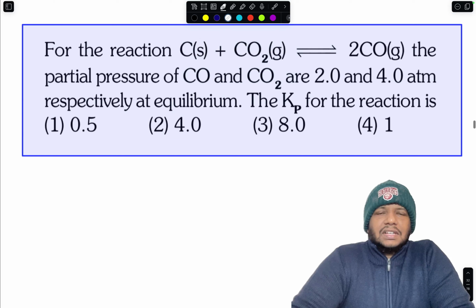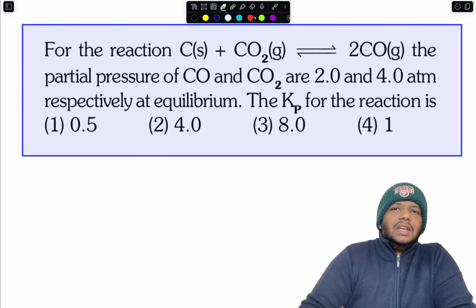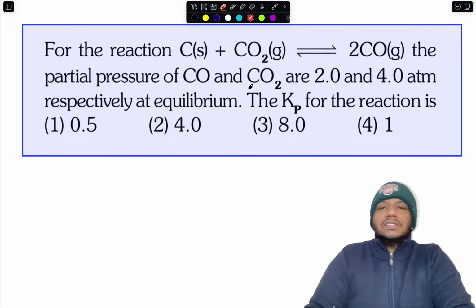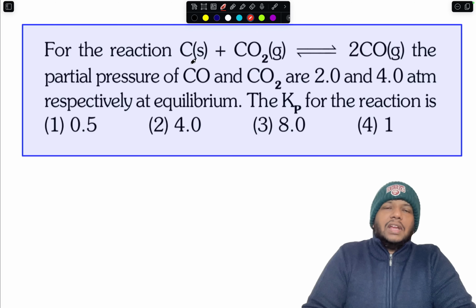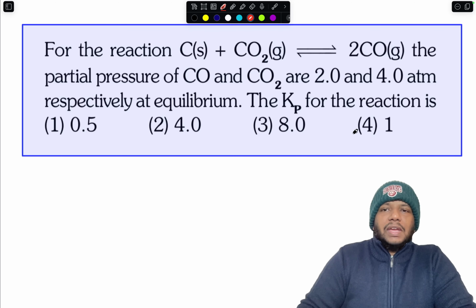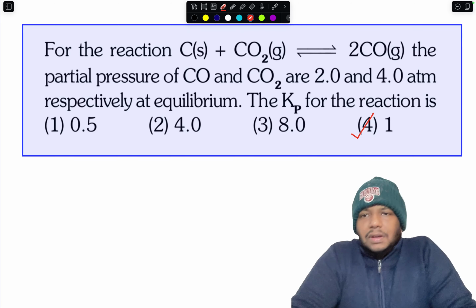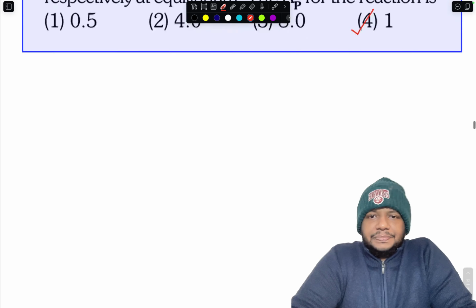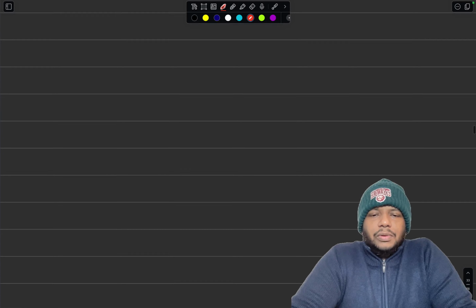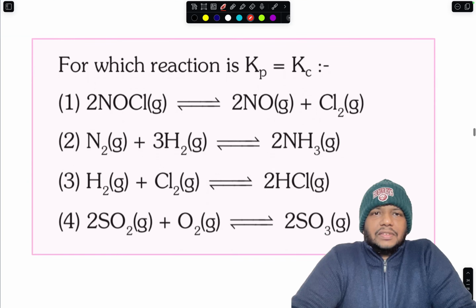So I can say which is the correct answer for this one. You can expect questions like this. They just need to check whether you know how to write Kp when one of the reactants is a solid. So my answer is option 4. I hope it is clear for you. Now let's go to the next question.